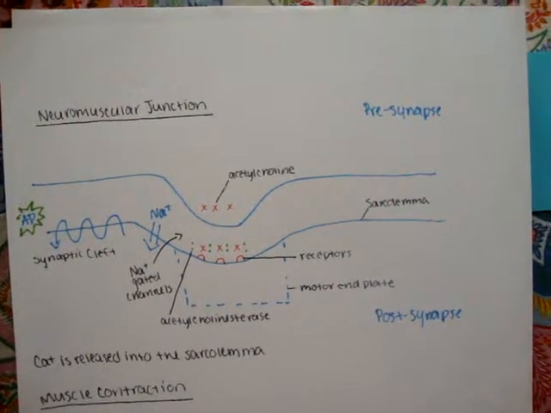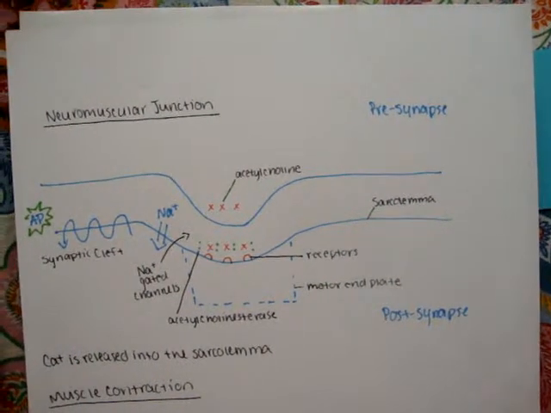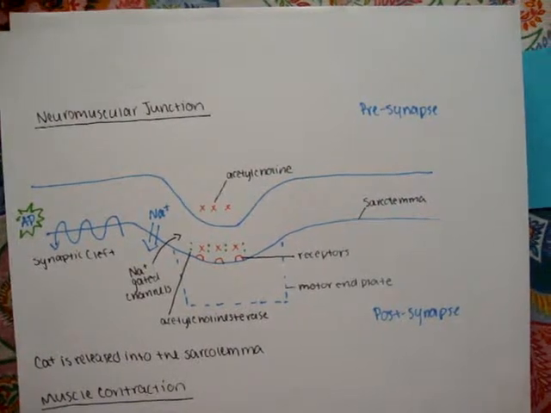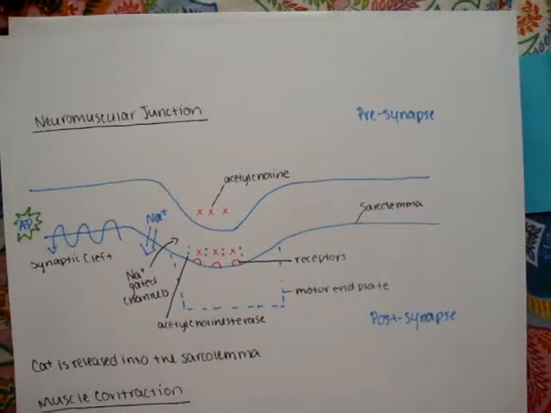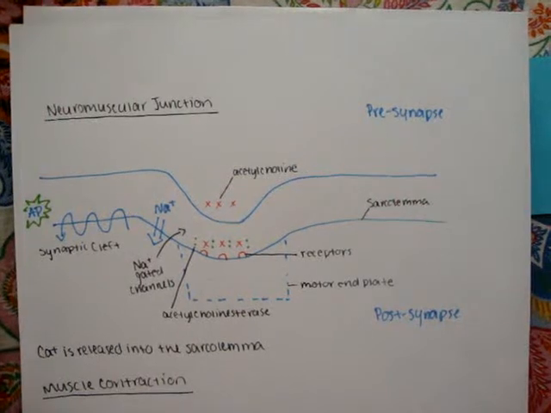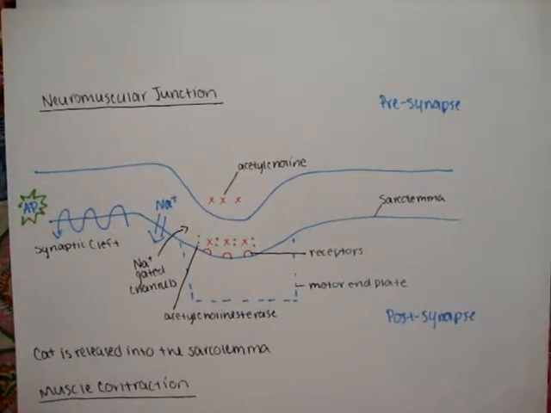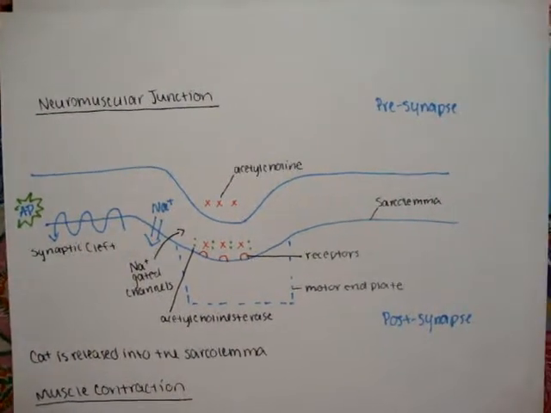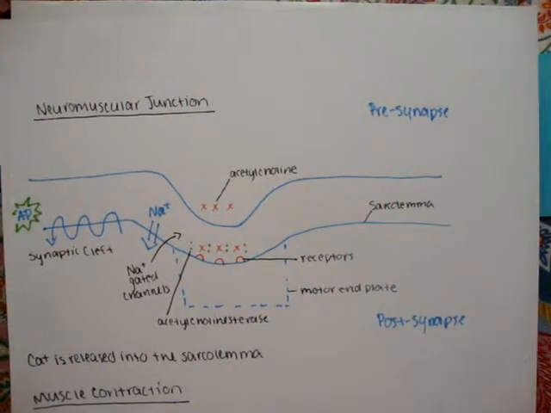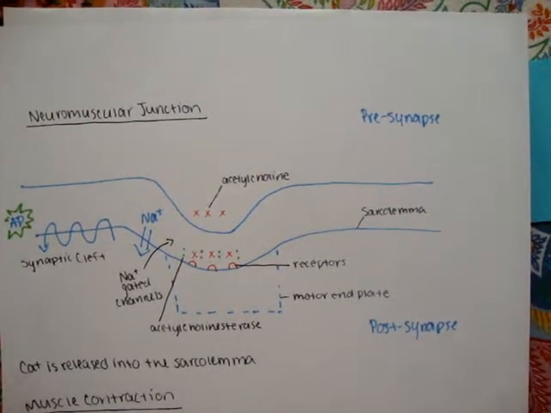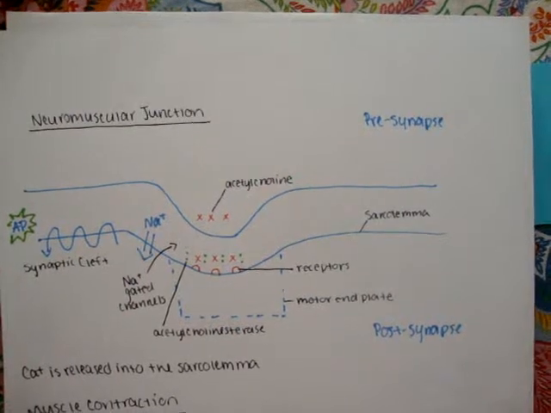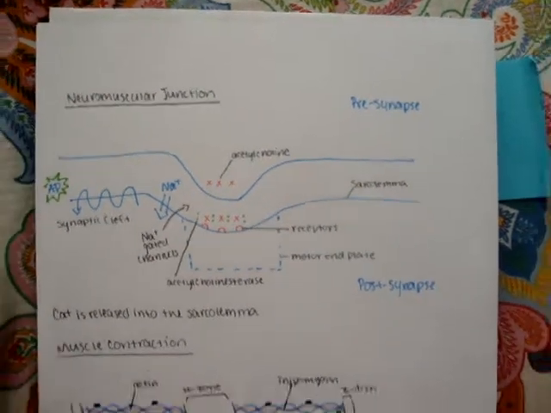This binding of acetylcholine to the receptors at the motor end plate causes sodium channels to be opened at the sarcolemma. The influx of sodium to the sarcolemma causes depolarization at the sarcolemma. This depolarization causes end plate potential, which is the triggering step for muscle contraction.